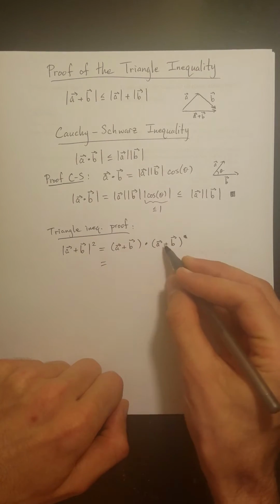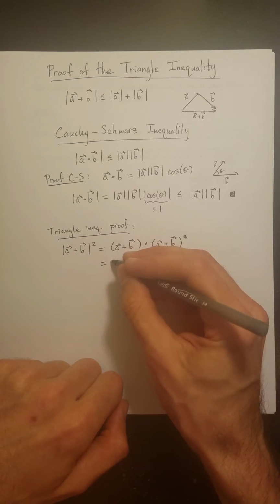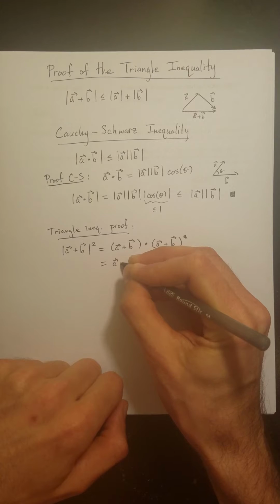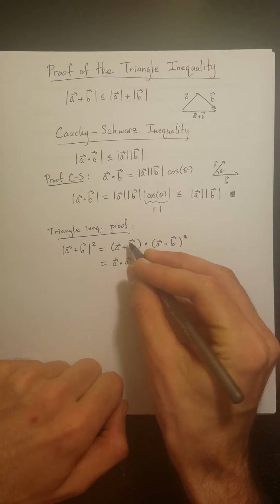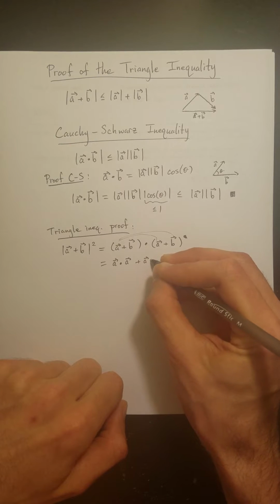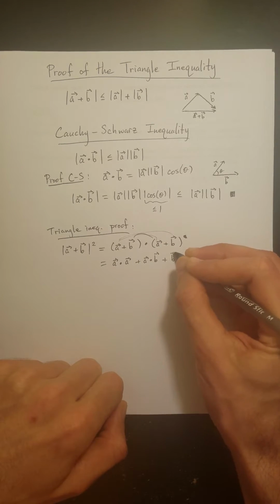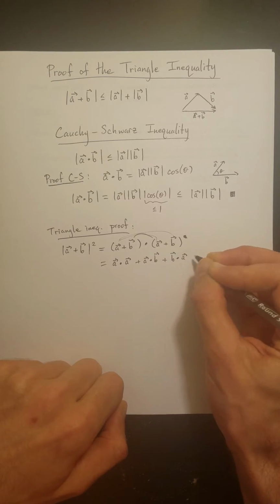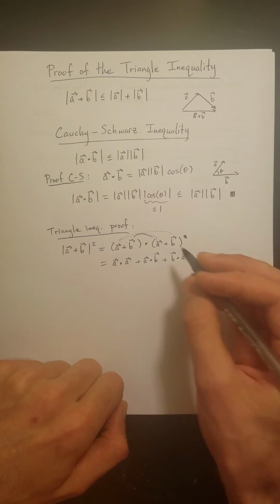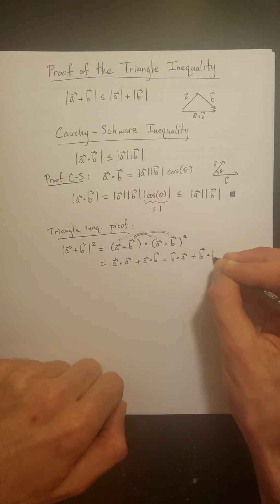And then we know about the vector distributive properties of the dot product, so I'll go ahead and just use them. So this turns into a dot a from this. We have an a dot b. We have a b dot a, which we know we also have a commutative property, so those are actually the same quantity. And then we also have a b dot b.